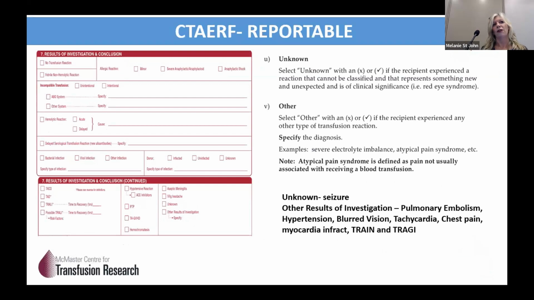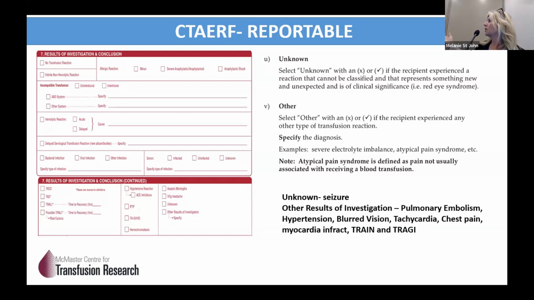There's something on the form, and it's a bit confusing, and we're going to deal with it on our new form. There's always been other results of investigation and unknown. I still have trouble deciding when there's a reaction that doesn't go in the box. Is it another results of investigation? Is it experienced other type? Or is it an unknown of something new and unexpected? To me, it's a bit of a gray area.